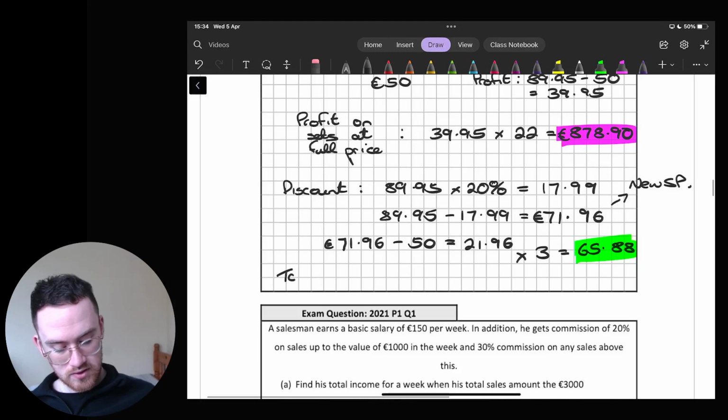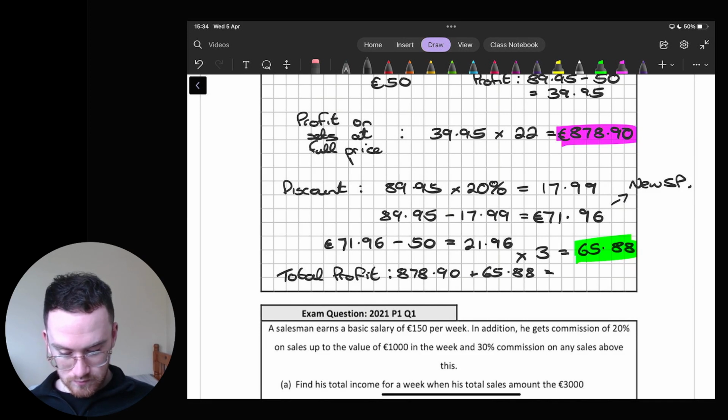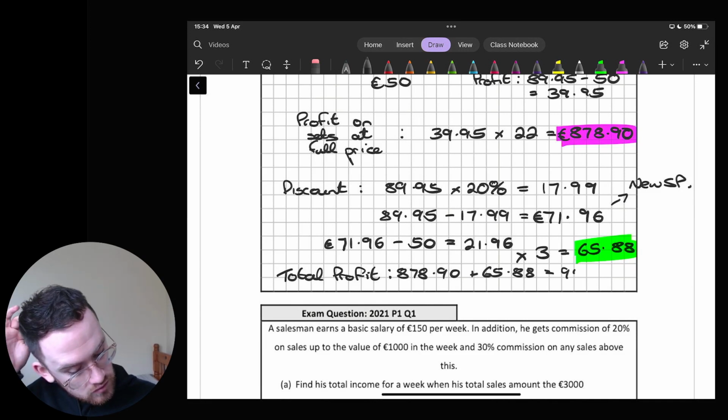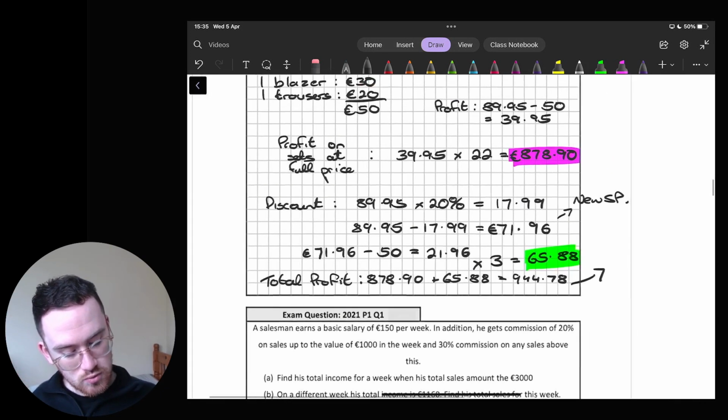So total profit. My total profit would be from adding those together. So the $878.90 plus the $65.88, and I get $944.78. Okay, then over to the side here, let's just work out.